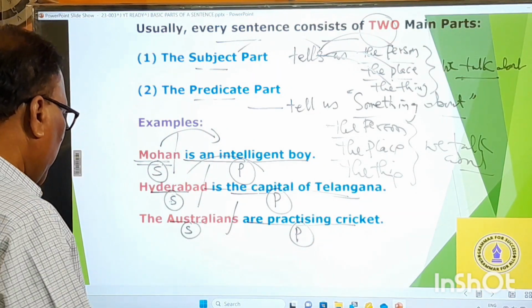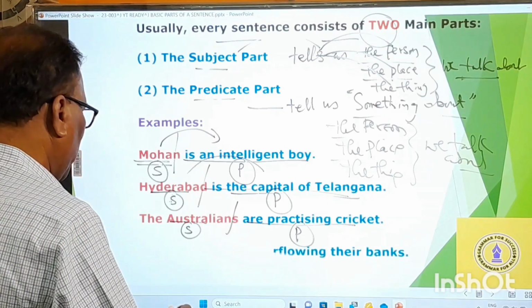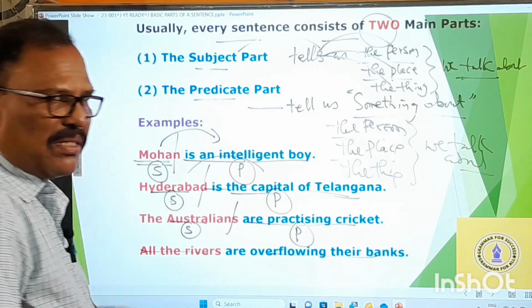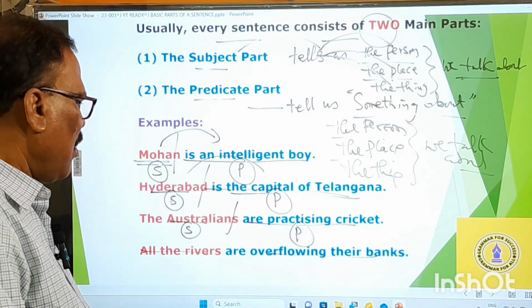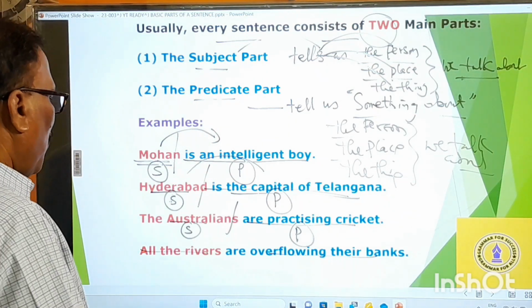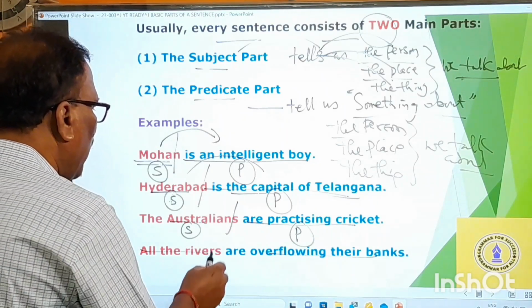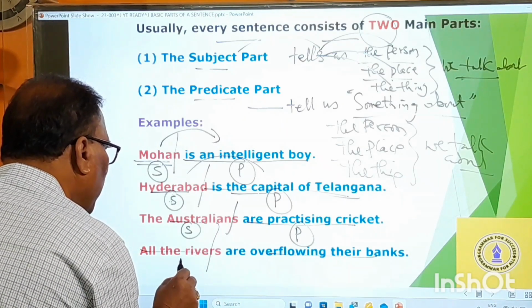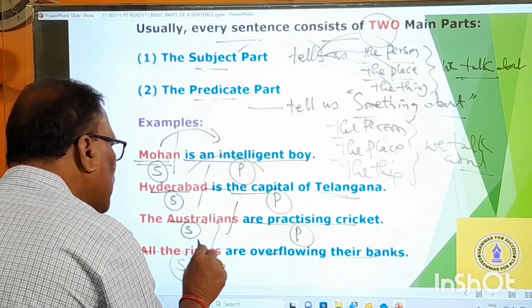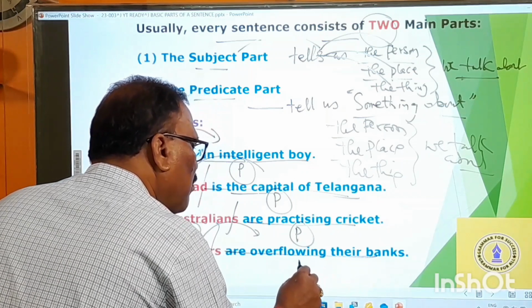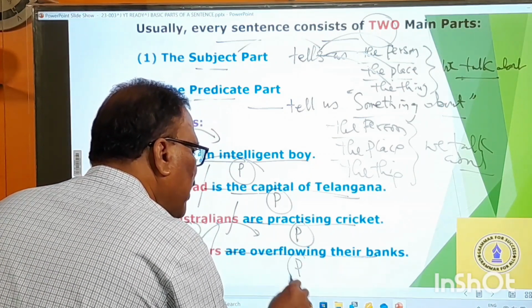And here you pay attention. One more example I would like to give you. All the rivers are overflowing their banks. And what are we talking about in the sentence? We are talking about all the rivers. So this is the subject part. What is said about this subject part? Are overflowing their banks. This is the predicate part.